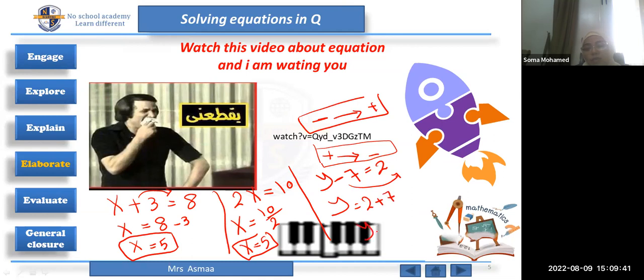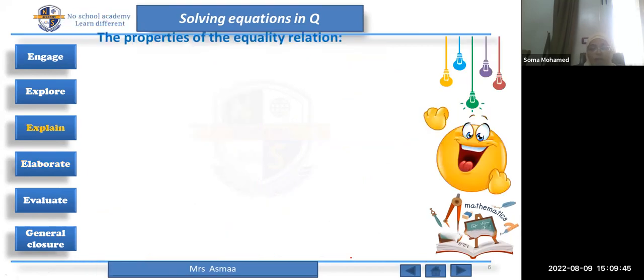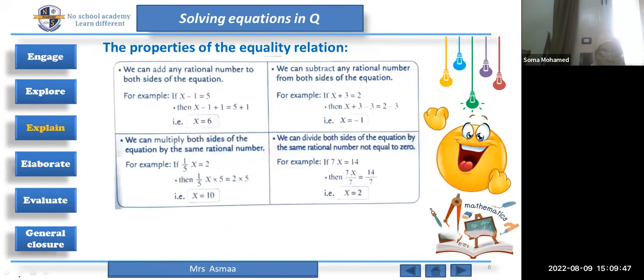Super, kids. So here is my conclusion. For any equation, the properties are: if I have minus, subtraction, move to the opposite by plus. If I have plus, move to the opposite by minus. If I have divided, move to the opposite by multiply. If I have multiply, move to the opposite by division.